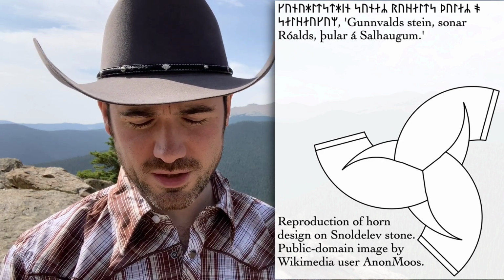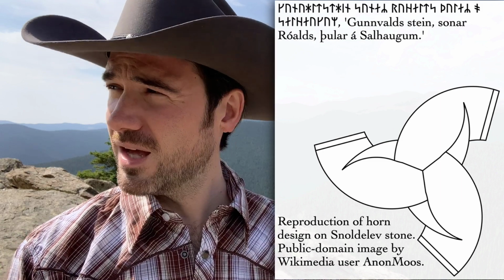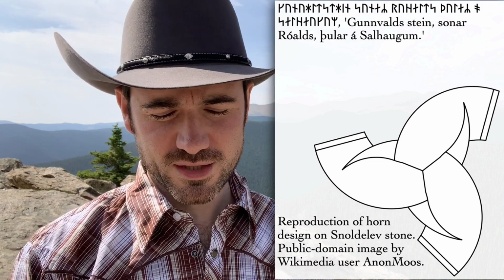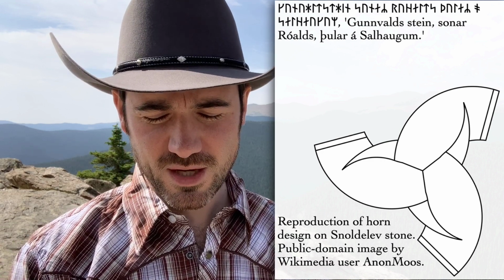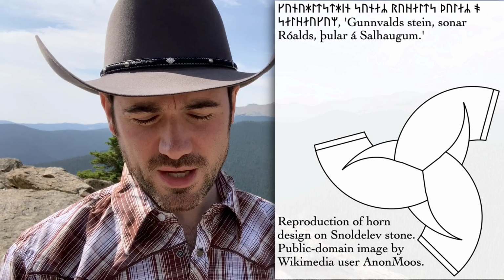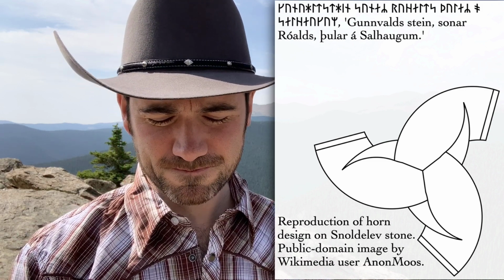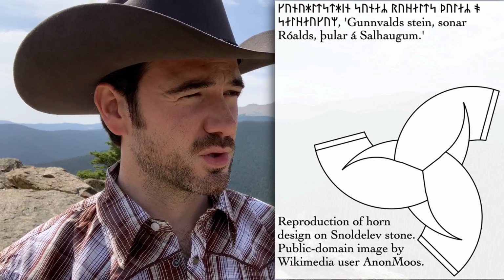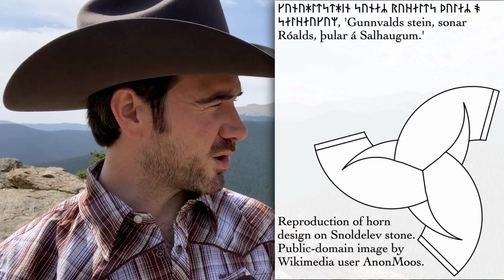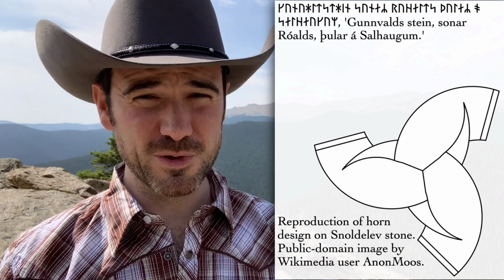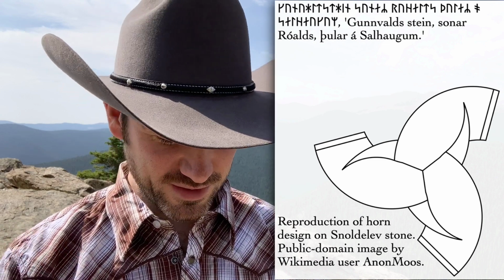We've got a runic inscription in the Younger Futhark, of course, a fairly early form of the Younger Futhark, that says, Gunvaldr stein sonar Hroalds thular á Salhaugum. It just means the stone of Gunvald, the son of Hroald, who was the thular at Salhaugar. Thular is a very mysterious word in Old Norse, used of apparently some kind of order who might have something to do with runes or poetry. Odin uses it of himself in Hávamál. It's a mysterious word in and of itself.